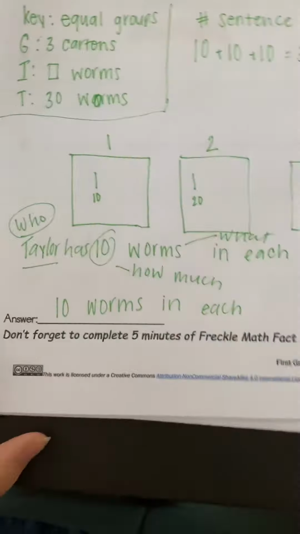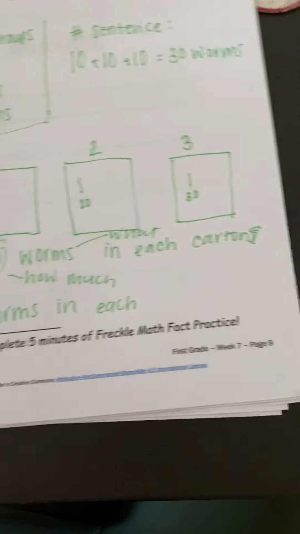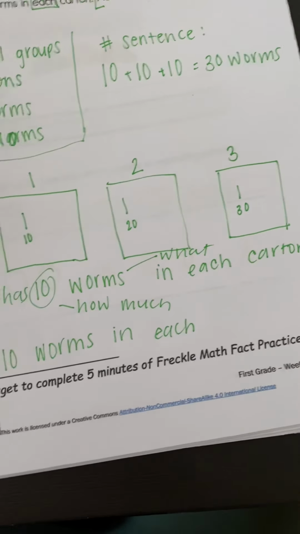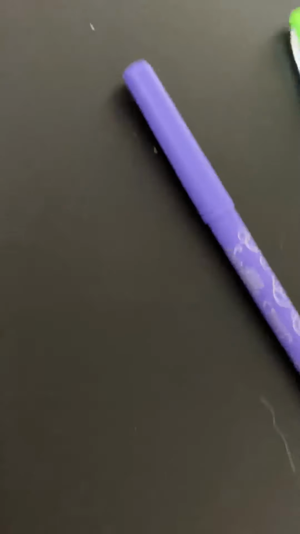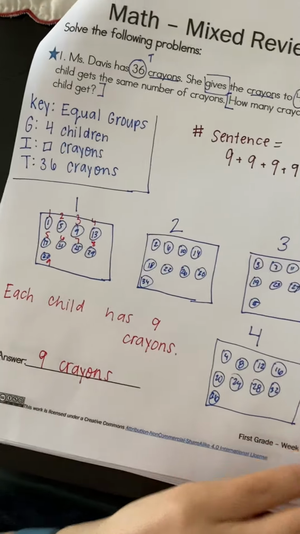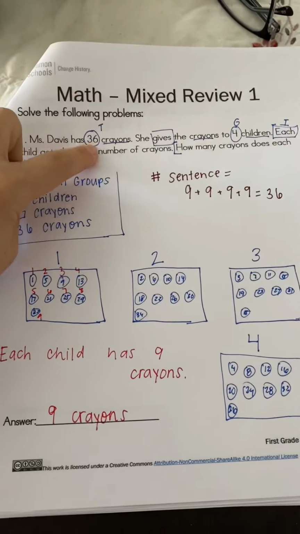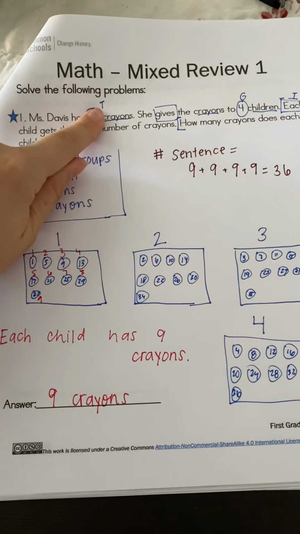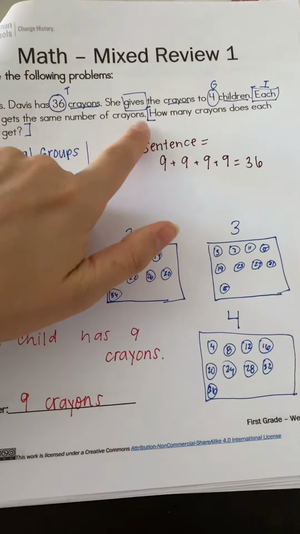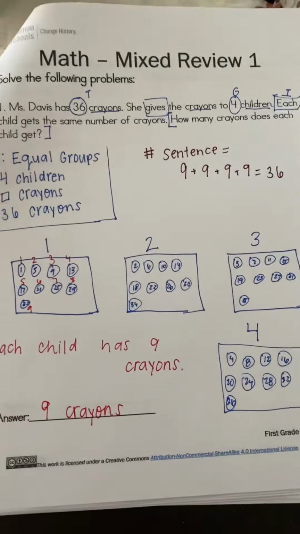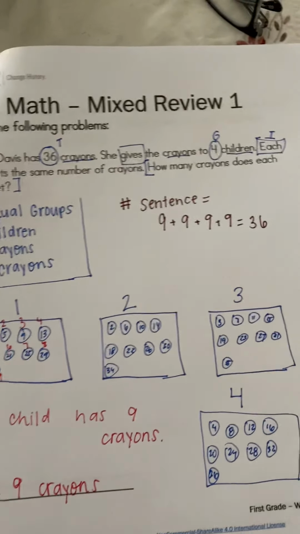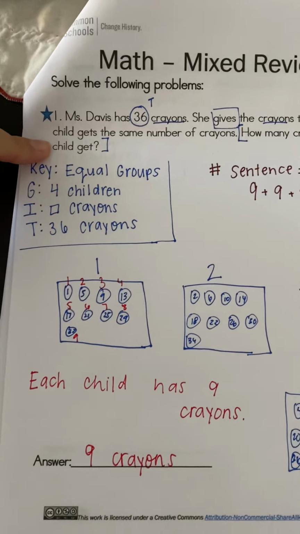I just want to show you as well the number 1 question that I was going to go over today. I'm just going to walk you through it because I've already done it. It says Miss Davis has 36 crayons, so I'm circling 36 because that's how many crayons she has altogether. She gives the crayons to 4 children. Each child gets the same number of crayons. How many crayons does each child get?